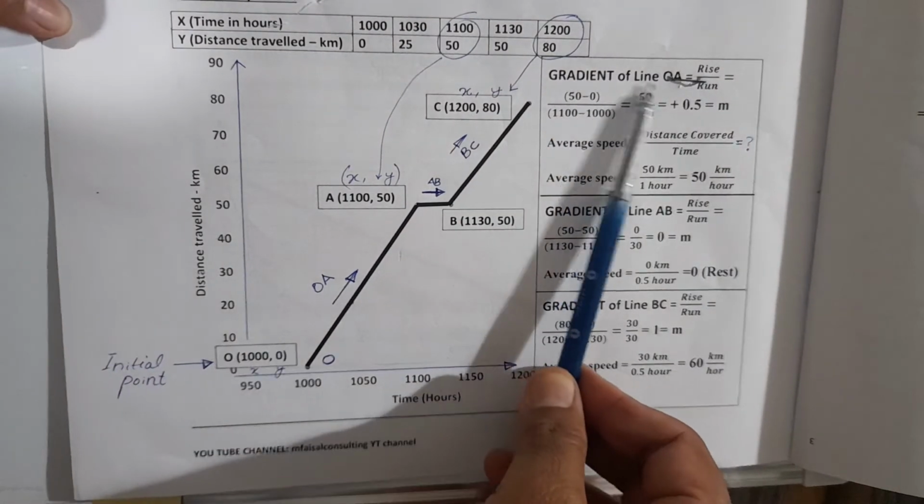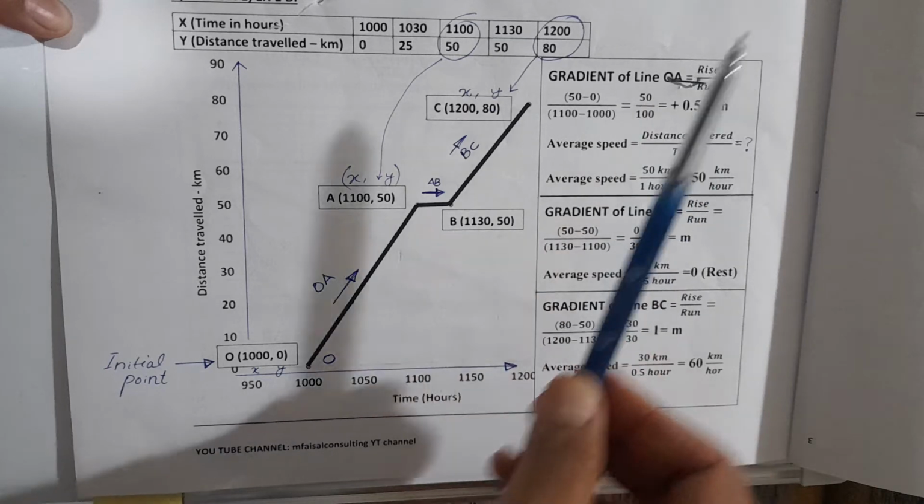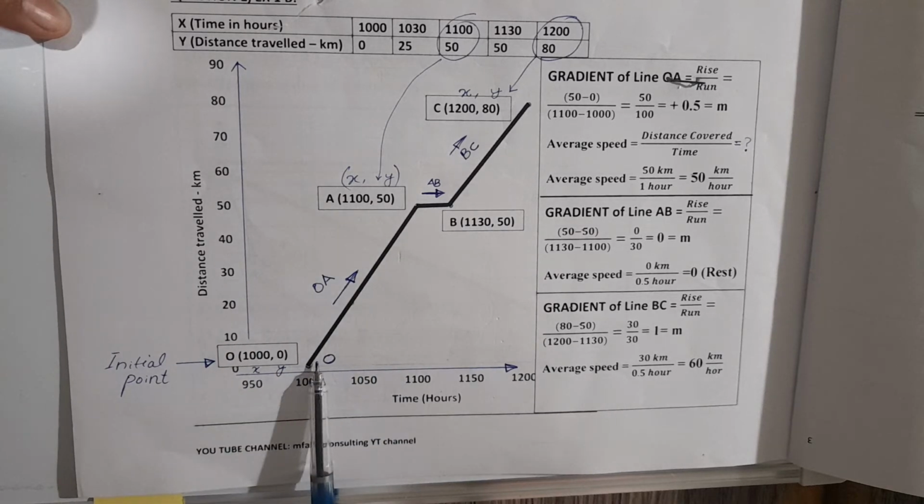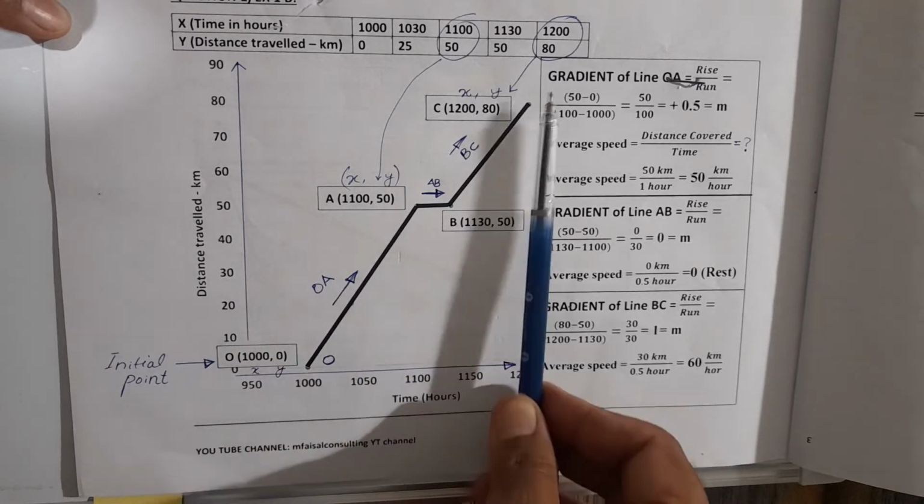Let's start. The gradient of line OA is rise divided by run. So 50, the y-axis final position, minus 0, the y-axis initial position. 50 minus 0 is 50.